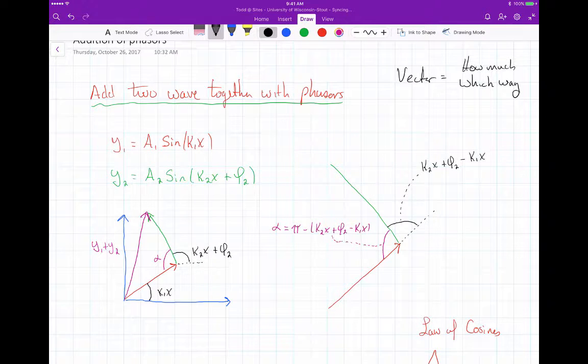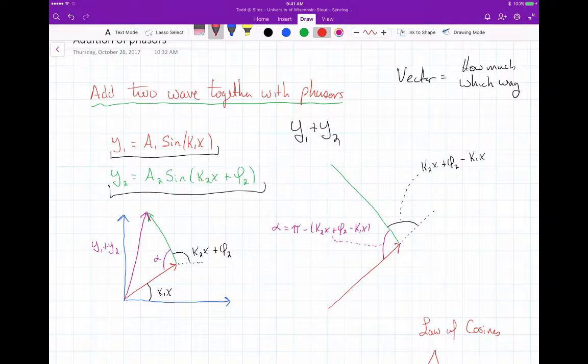And so let's say that we have two waves, A1 sin(k1x) and then A2 sin(k2x + phi 2). If we want to figure out what the superposition of these two is, what is y1 + y2, one way to go about representing this is by adding two phasors together. And so here in red, I have the phasor representing y1.